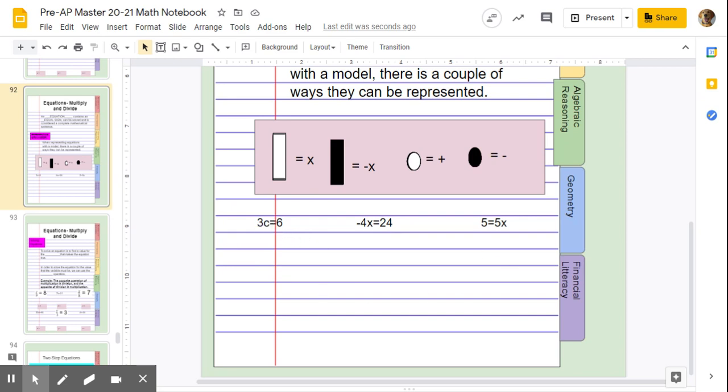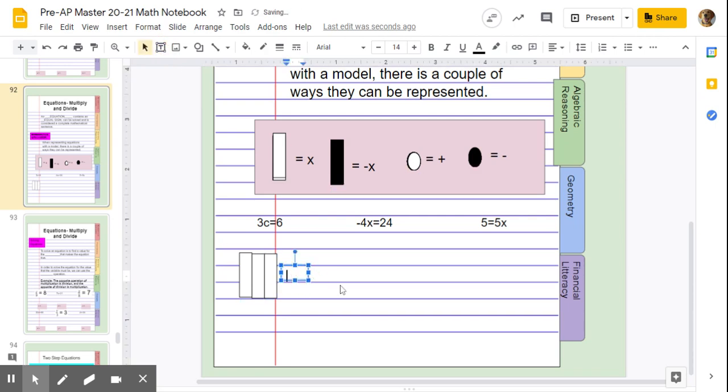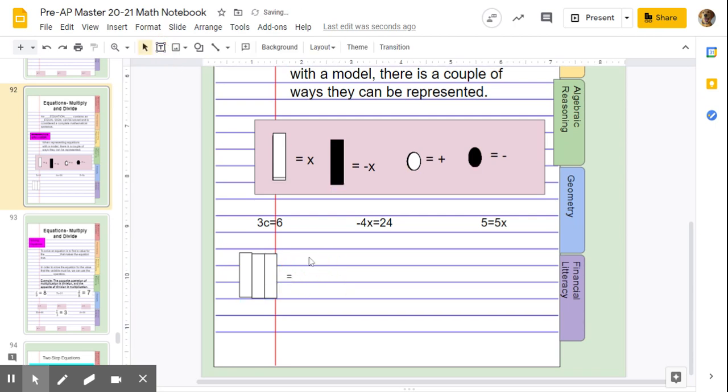So in this first one, it says 3c is equal to 6. So it says we have 3 c's. I'm going to put 3 variables on here, and they're positive because it's positive 3. So 1, 2, 3, c. Then we're going to put our equal sign, equals, and then it says that it equals positive 6.